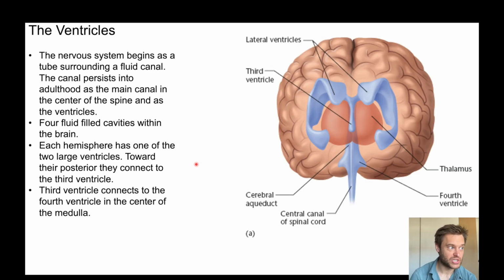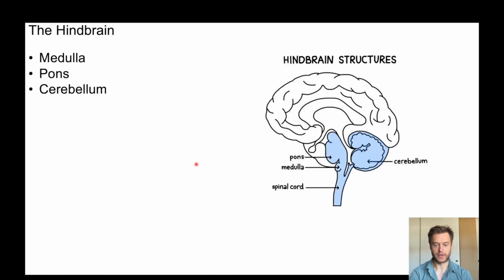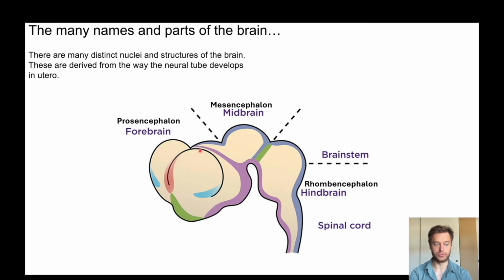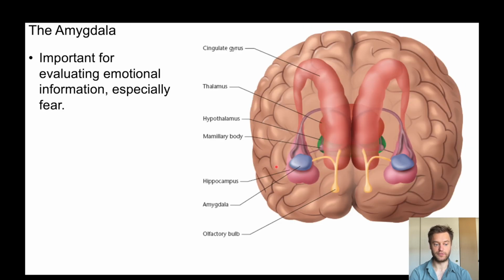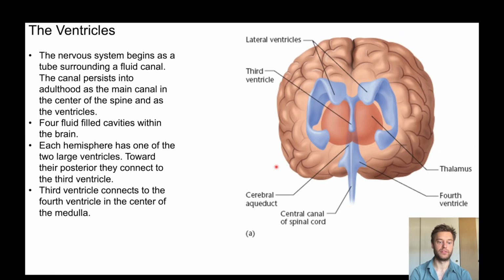And then we have the ventricles. The nervous system begins as a tube surrounding a fluid canal. As I talked about earlier, this is the neural tube, and that's how the brain starts off. Within the neural tube is a fluid-filled canal, which becomes the ventricles. The canal persists into adulthood as the main canal in the center of the spine, and as the ventricles. There are four fluid-filled cavities within the brain, which are these ventricles that you can see.